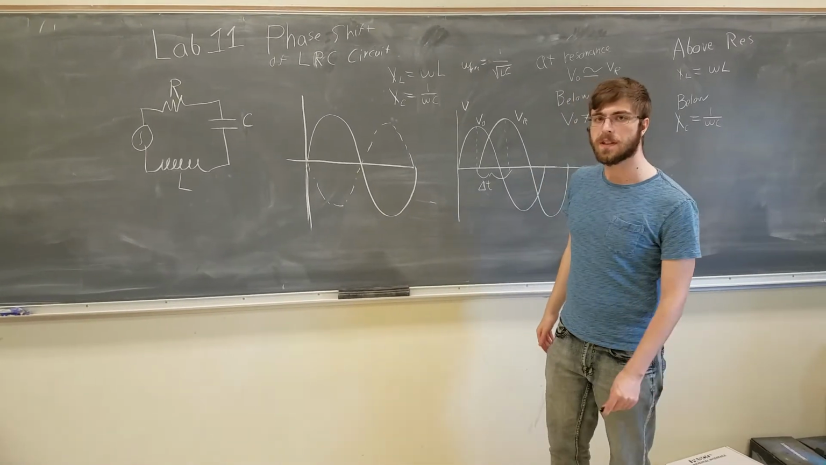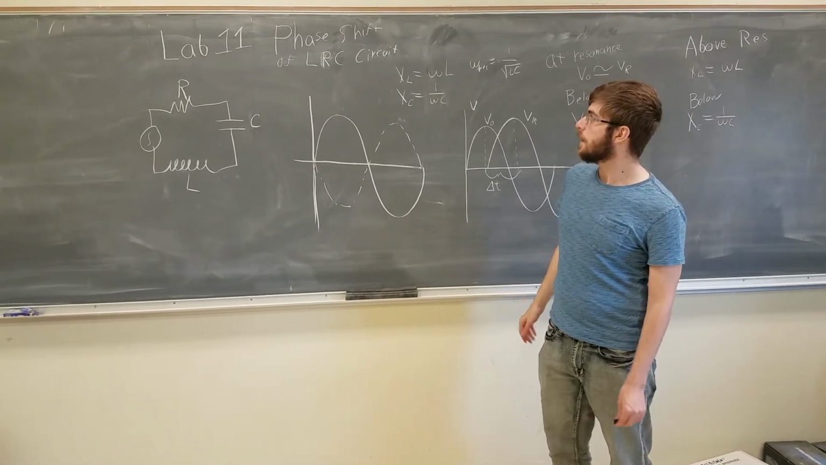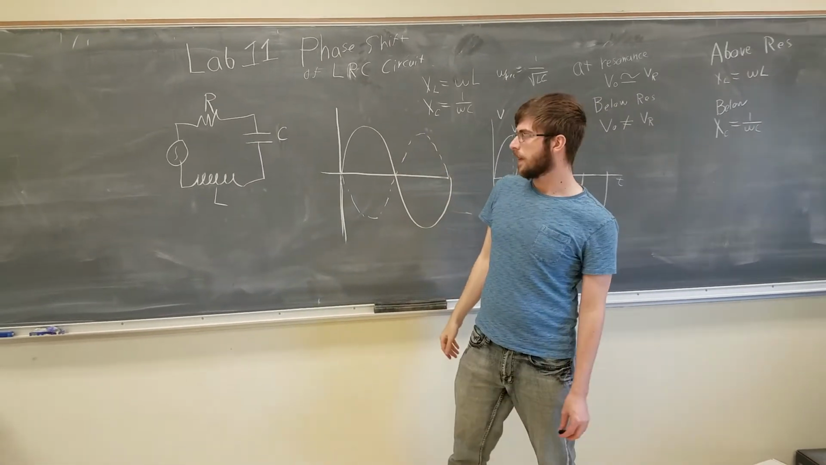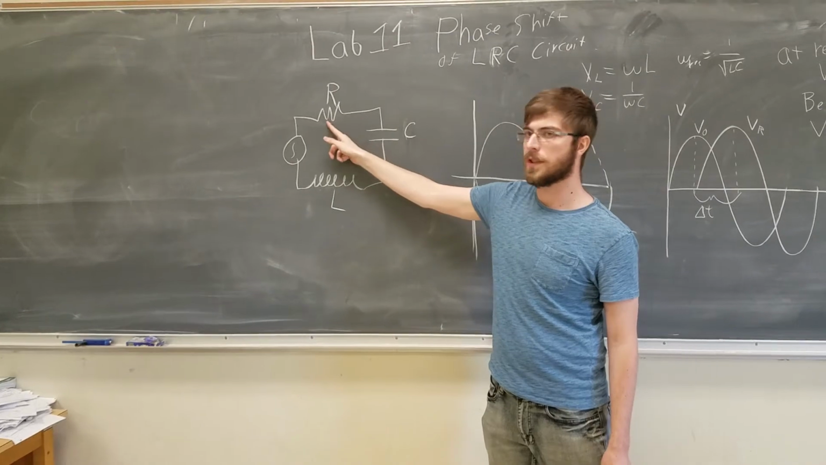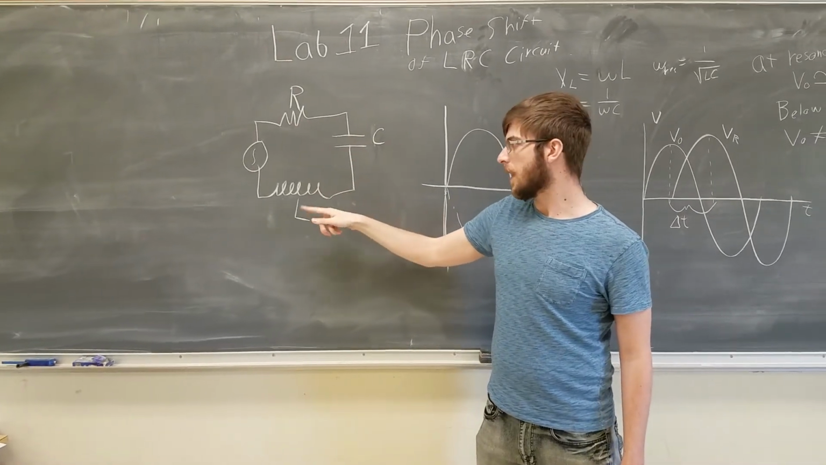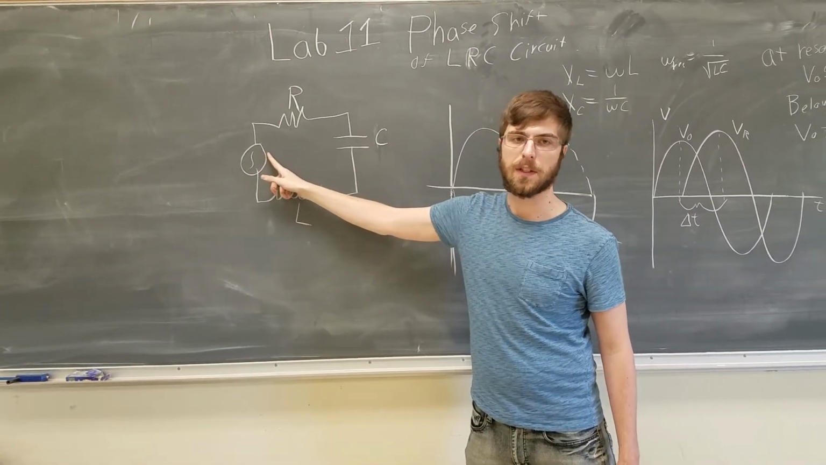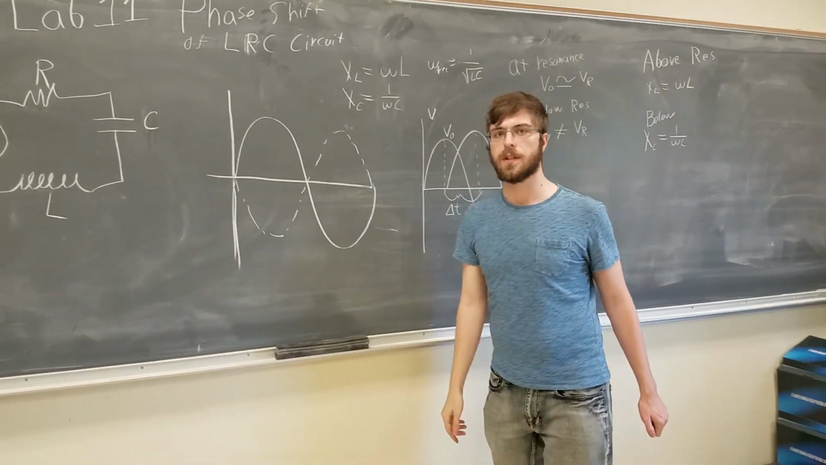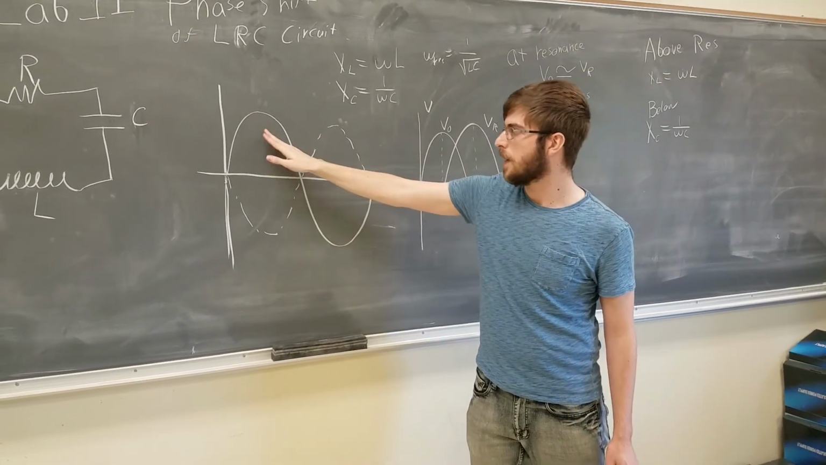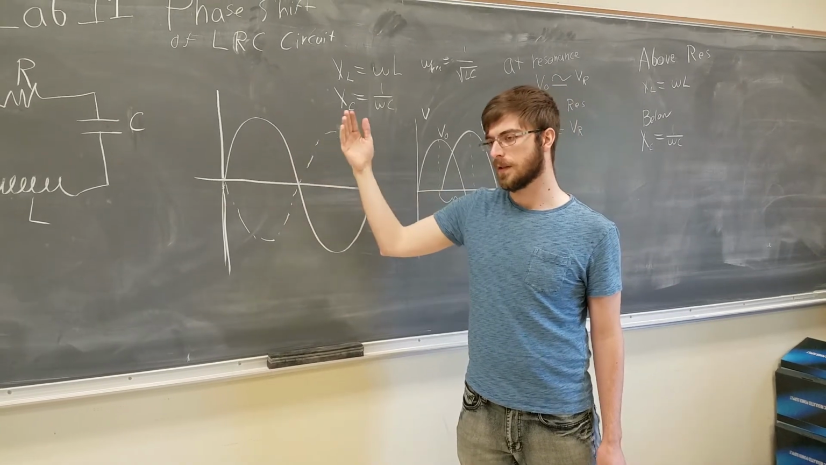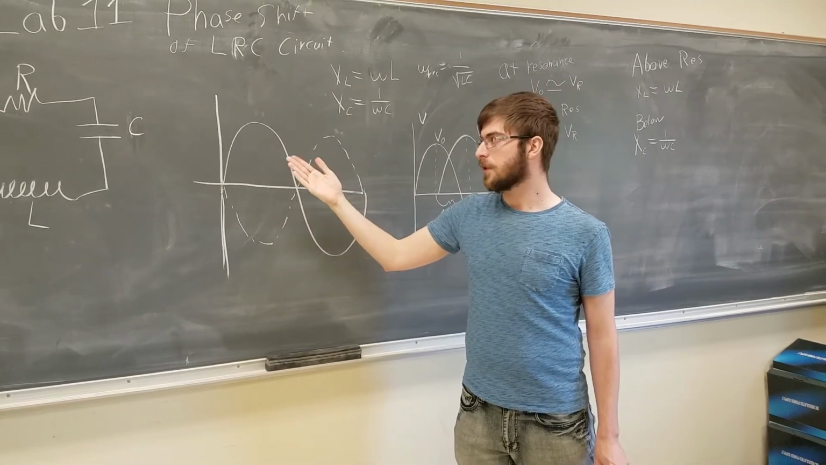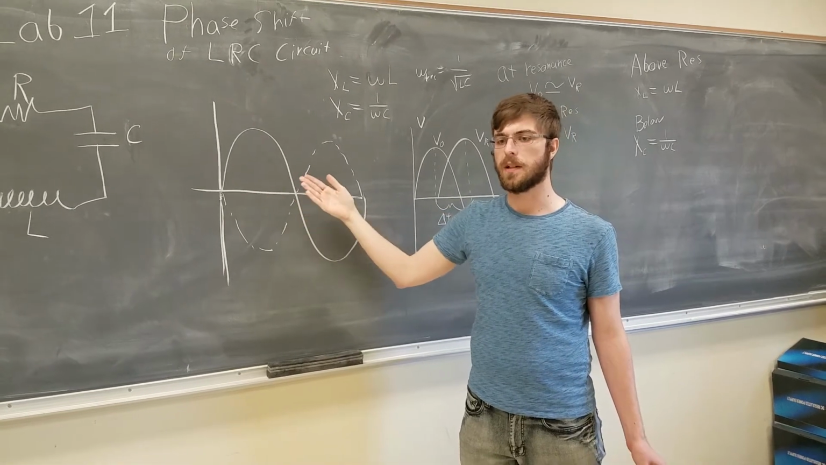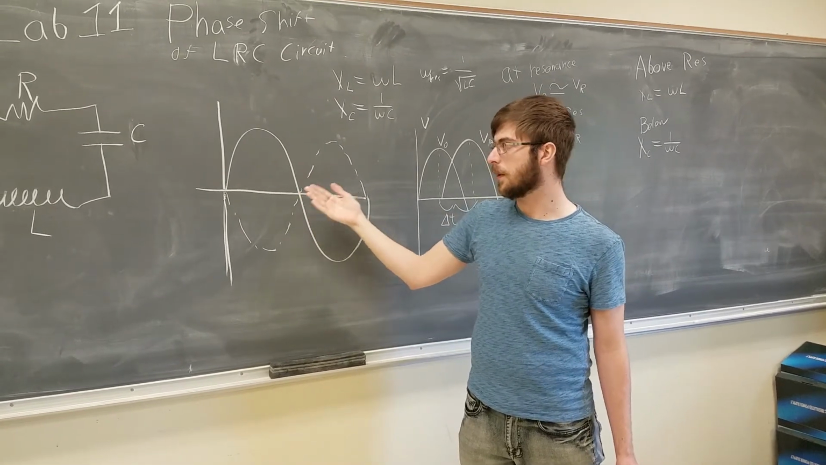Hello, this is Lab 11, phase shift in an LRC circuit. An LRC circuit is just a circuit with a resistor, capacitor, and inductor with an AC current source. What we mean by phase shift is, if we have a sine wave going through our circuit, each component might react differently, or it might lag behind, or it might be ahead of the current source.